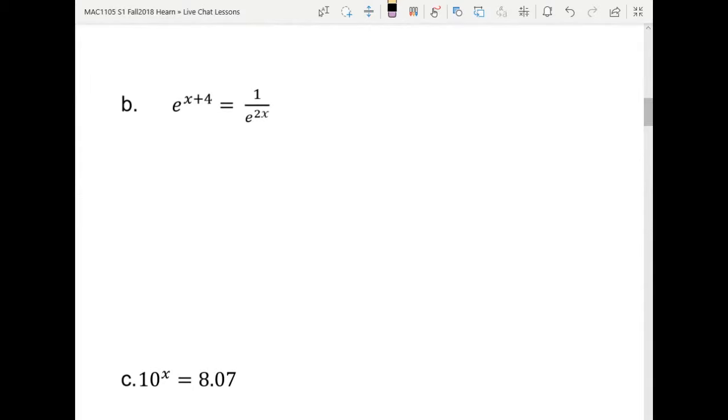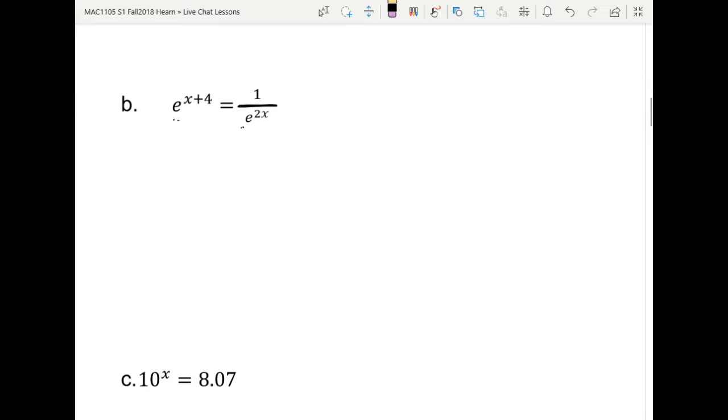All right, here's another one. Can we get the same base on both sides? Well, we kind of already do have the same base, but the only problem is that this base on the right is actually in the denominator of the fraction. We can't have that. So what are we going to do?